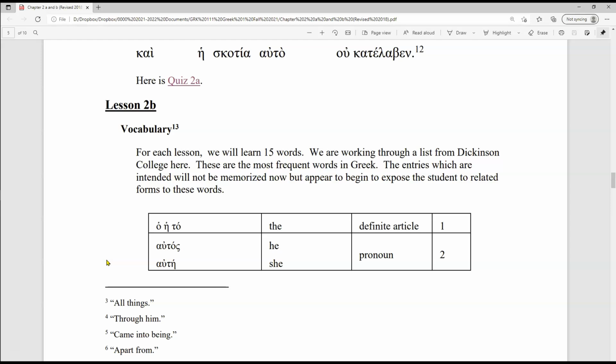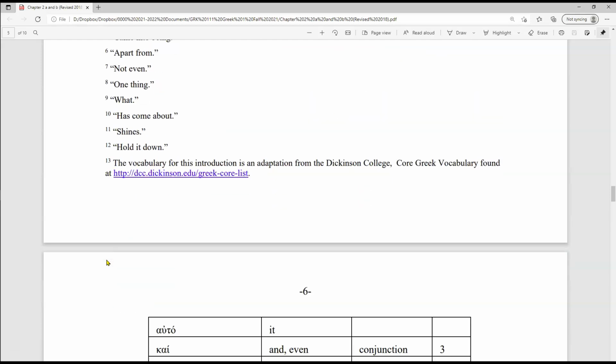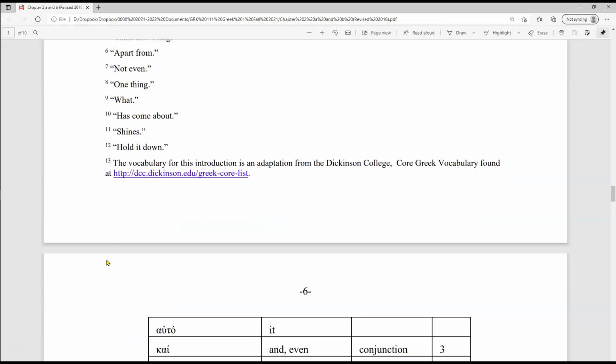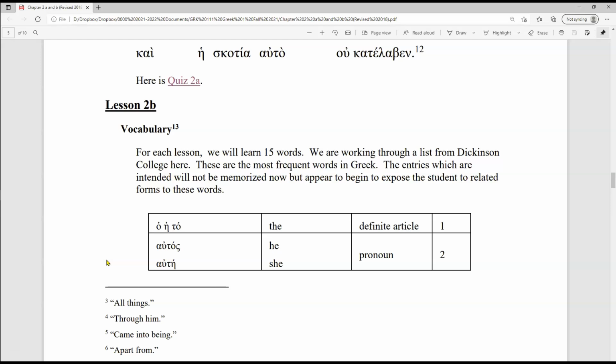So on the quiz, I'm going to give you this, and I want you to write the. The second most frequent thing is autos, autē, and then auto. And that is how you say he, she, or it. If it's neuter, it's it. If it's feminine, it's she. If it's masculine, it's he. So that's just the pronoun he, she, or it. So I'll give you those three, and you write he, she, or it.